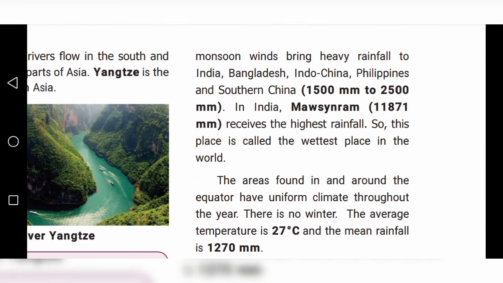Next one, in India, Mawsynram receives 11,871 millimeters of rainfall. So this place is called the wettest place in the world, because Mawsynram in India receives the highest rainfall. So it is the wettest place in the world.